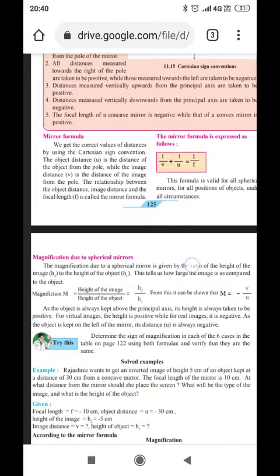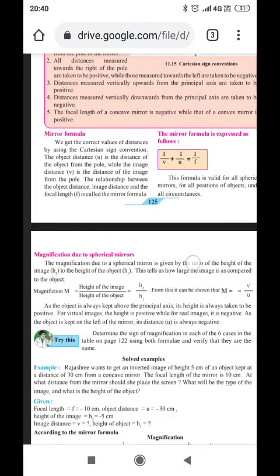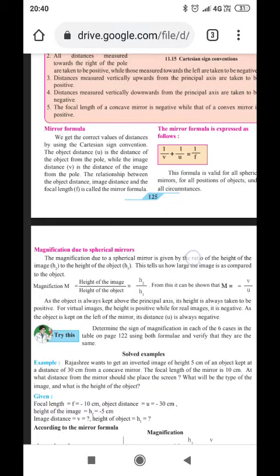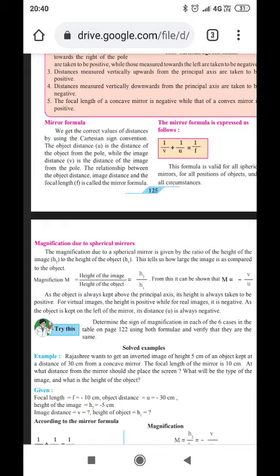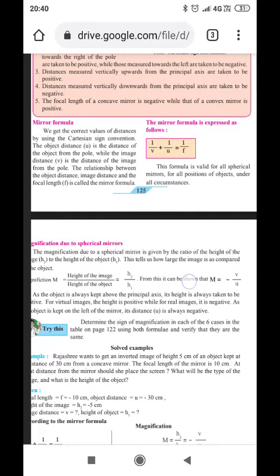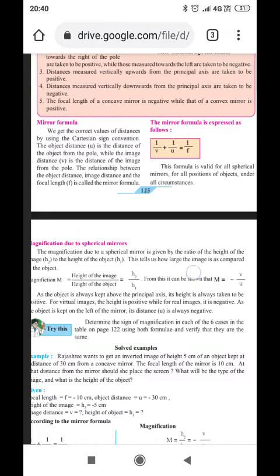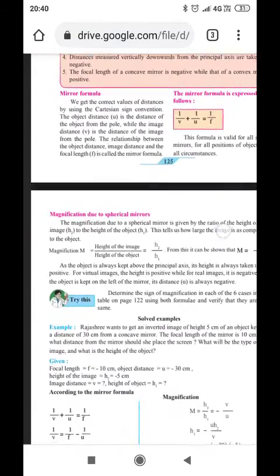Now, the mirror formula. We get the correct values of the distances by using the Cartesian sign convention. The object distance u is the distance of the object from the pole, while the image distance v is the distance between the image and the pole. The relationship between the object distance, image distance, and the focal length f is called the mirror formula. The mirror formula is expressed as 1 upon v plus 1 upon u equals 1 upon f. The formula is valid for all spherical mirrors, for all positions of the object, under all circumstances.